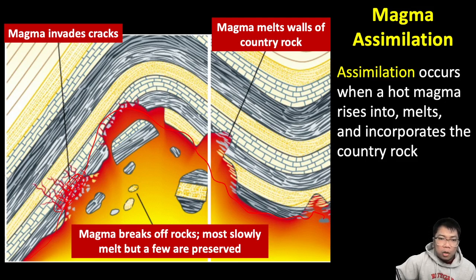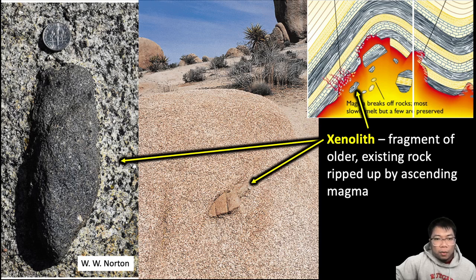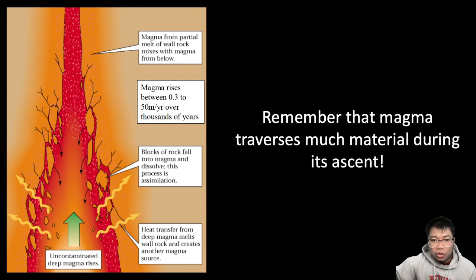Okay, and most of the rocks that fall into the magma chamber, most of them got melted basically, but few are preserved. Now that's the interesting part. When it's preserved, this is what we call xenolith. Okay, so xenoliths are fragments of older existing rocks that are ripped up by ascending magma. So remember that when magma rises towards the surface, it actually traverses much of the materials during its ascent.